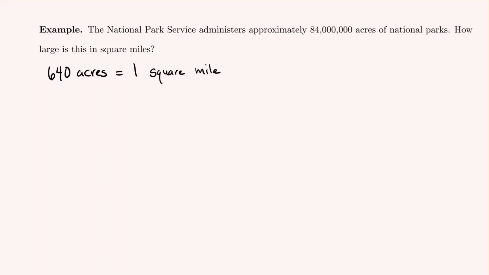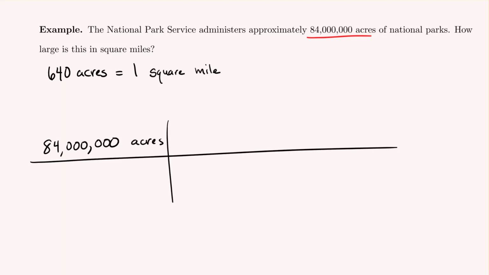It's what we illustrated in our previous section. It's this idea of always starting with what measurement you began with. So we began with 84 million acres. So I'm going to write that down, and I'm going to note what unit I'm in. Acres. And then we draw our line. This helps us keep track of whether we should multiply or divide.